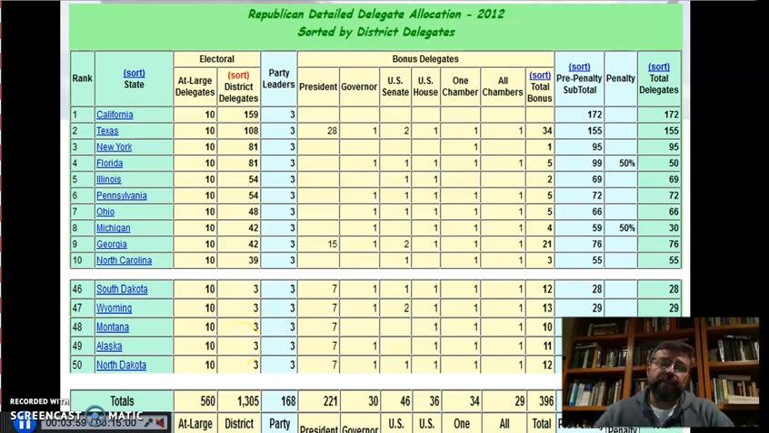Now, the Republicans have got a different number of delegates than the Democrats. Remember, nothing about political parties is in the Constitution, so they can have as many delegates as they want or as few delegates as they want. They can divide them up however they want. There's no laws that say they have to do it one way or another. So it's kind of up to them. And this is the Republican one. The Democratic one is different, of course.